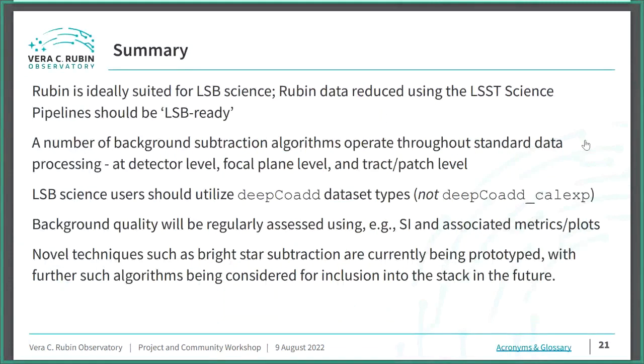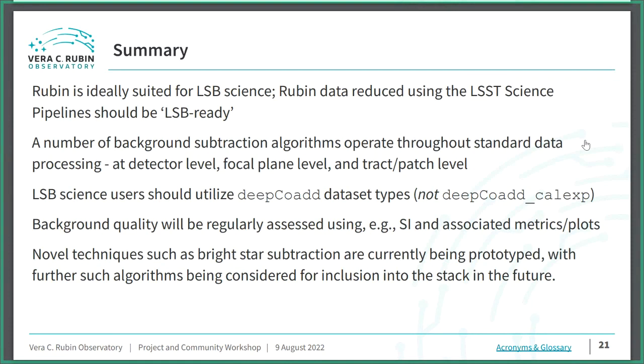So my summary slide. Rubin is ideal for LSB science, and many of the data outputs that are coming out of the science pipeline should hopefully be LSB ready. But we're always keen to interact with the community, with people in this room and people on this call, to develop new techniques and new metrics and plots that can tell us how good a job we're doing, for example. So we love having those conversations. Please do get in touch.